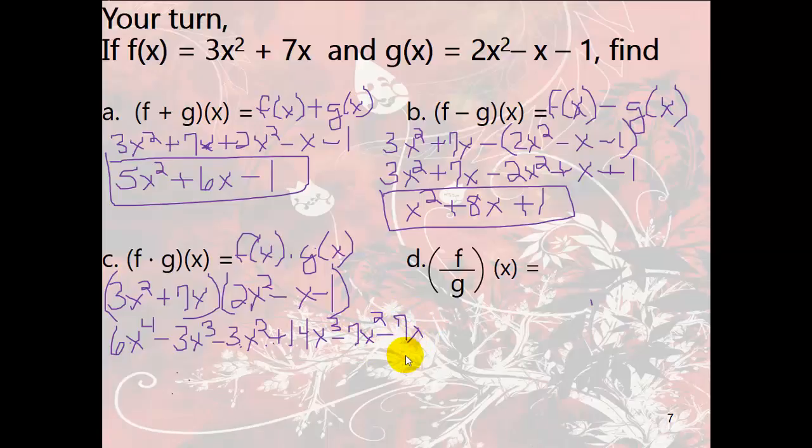So now I'm going to gather up like things, and I have 6x to the 4th. And then minus 3x cubed plus 14, so that becomes plus 11x cubed. And then I have negative 3x squared and negative 7x squared, minus 10x squared, minus 7x.